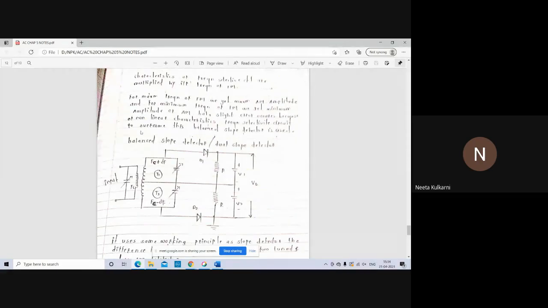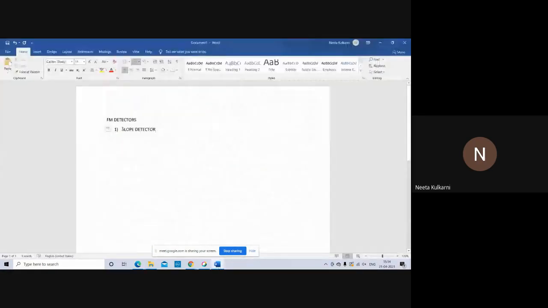हे झाले दोन टाइपचे स्लोप डिटेक्टर. पहिला झाला आपला रेग्युलर स्लोप डिटेक्टर and the second one is known as the balanced slope detector, or also the dual slope detector. Okay, then the third type of detector we have seen. So what is that third type of detector? Can anyone tell? तिसरा टाइपचा कुठला डिटेक्टर आपण बघितलेला लास्ट लेक्चरला? What is this third type of detector?